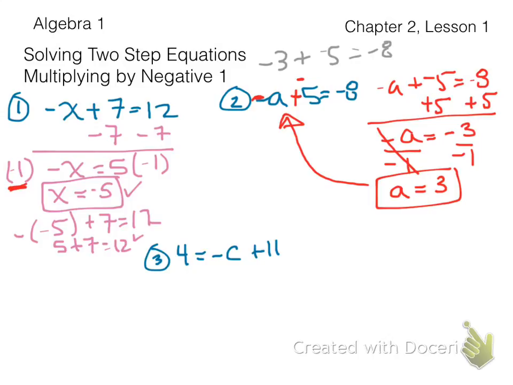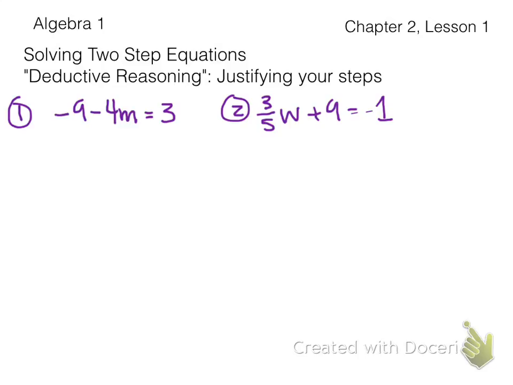Check that out. All right, I'm going to skip number 3. If you want to do it, you can do it, and you can check your work with me, but I'm going to skip it because there's one more thing we got to talk about, and that is deductive reasoning. So deductive reasoning basically is just justifying your steps. So whenever they say justify your steps in the textbook, it means they want you to tell which properties were used to simplify the problem, okay?